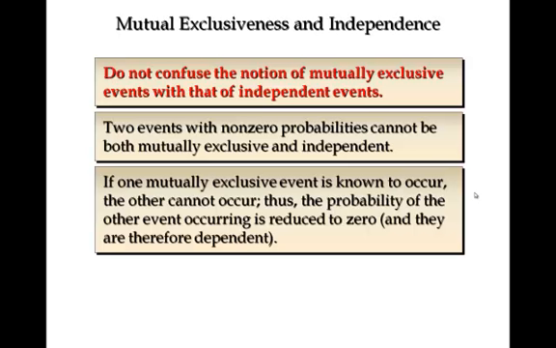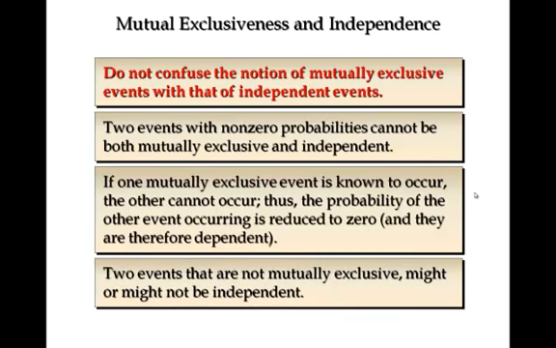If one mutually exclusive event is known to occur, then the other cannot occur. But if the other cannot occur, that means that the probability of the first affects the probability of the second, i.e., when one occurs and the other does not, that means that the probability of the second event is reduced to 0, i.e., they are dependent. Conversely, therefore, two events that are not mutually exclusive might or might not be independent. I will suggest some exercises at the end of the book to try.